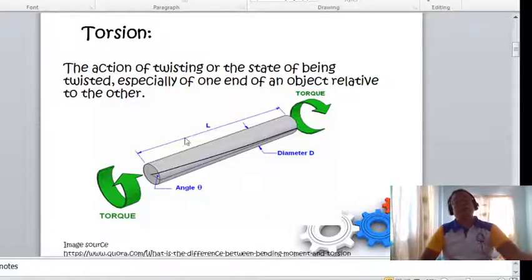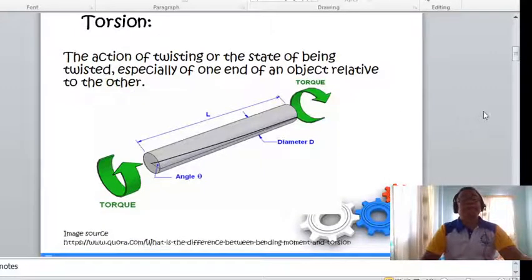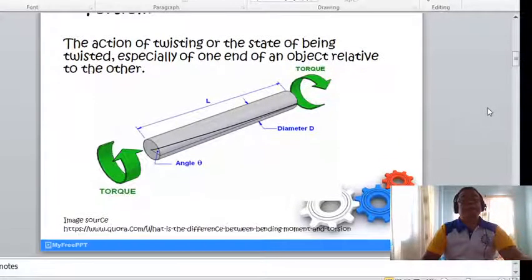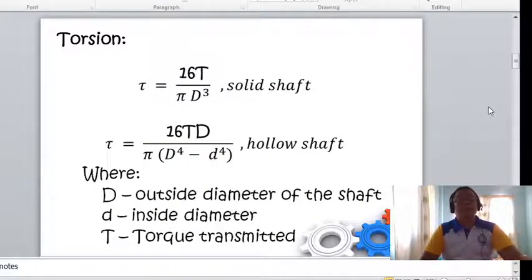So this, class, is the illustration of a shaft under torsion. We have here angle theta, or this is the angular deflection created if it is subjected to a torsional load. Okay, so we have here the length of the shafting and the diameter. The basic formula for torsion is, of course, 16T over pi d cubed.